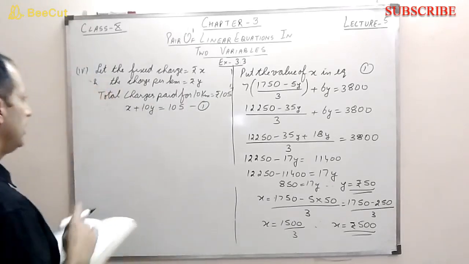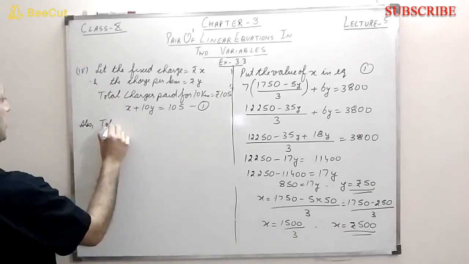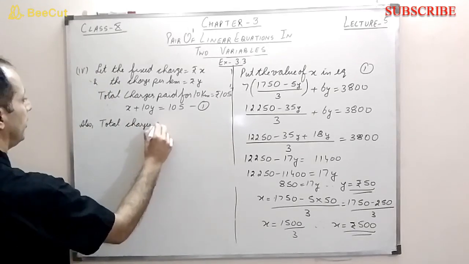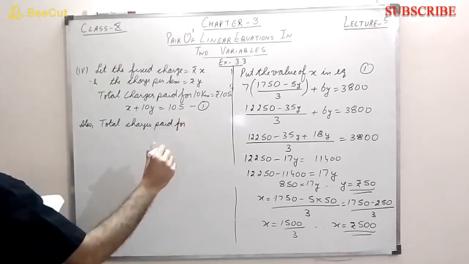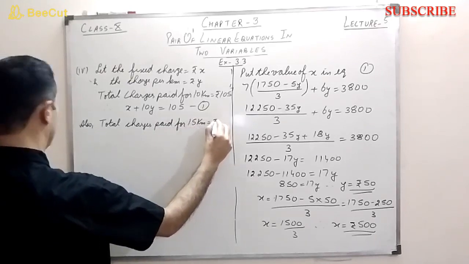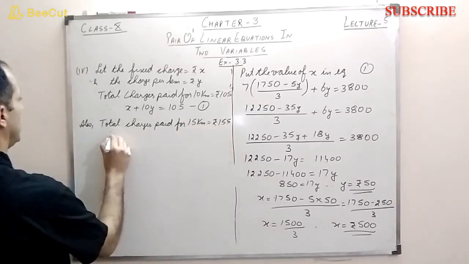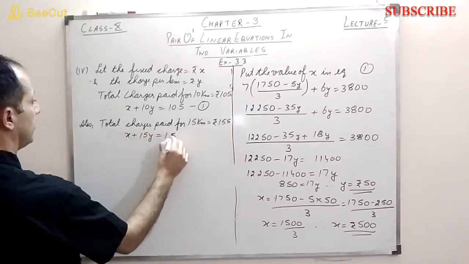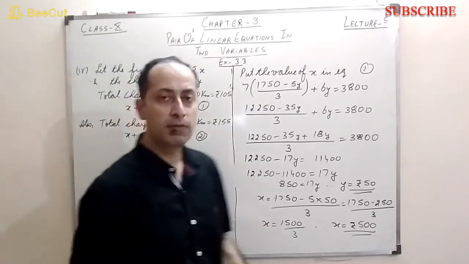Right? Then also, total charge paid for 15 kilometers is rupees 155. So what we have, x plus 15y is equal to 155. So these are the equations we have got in this.